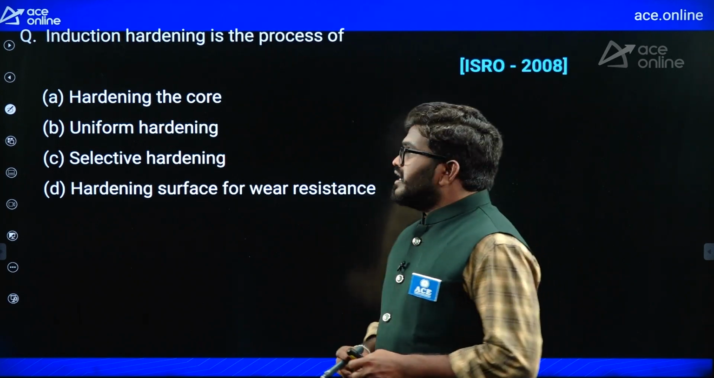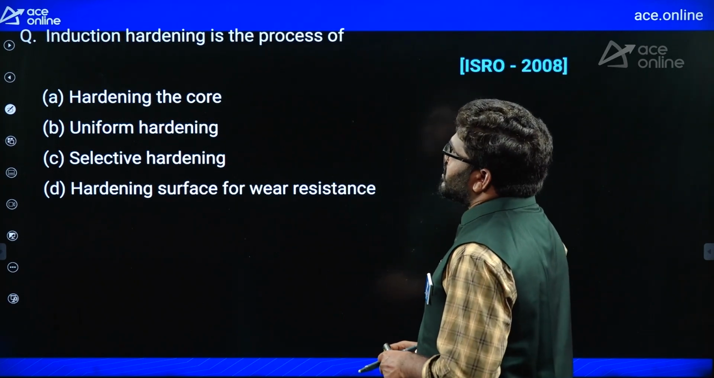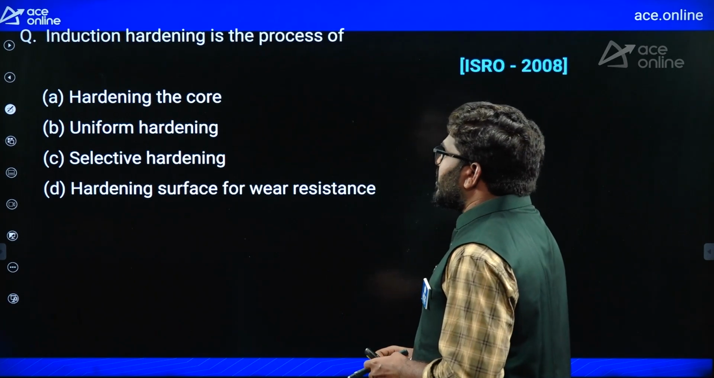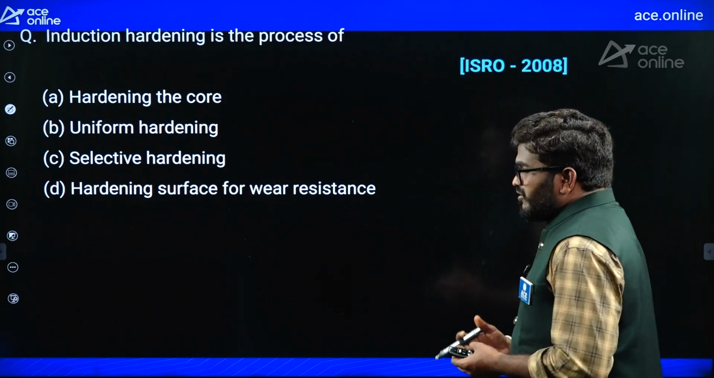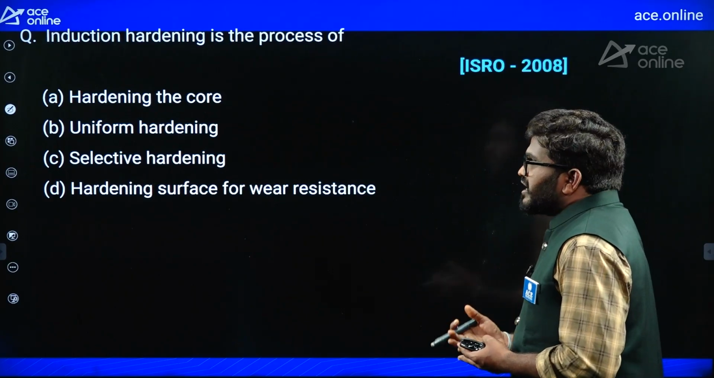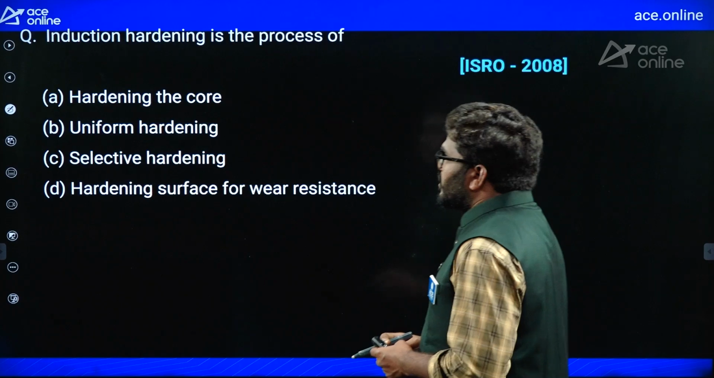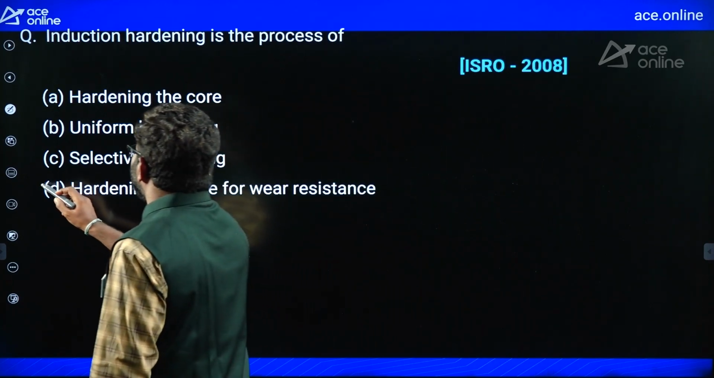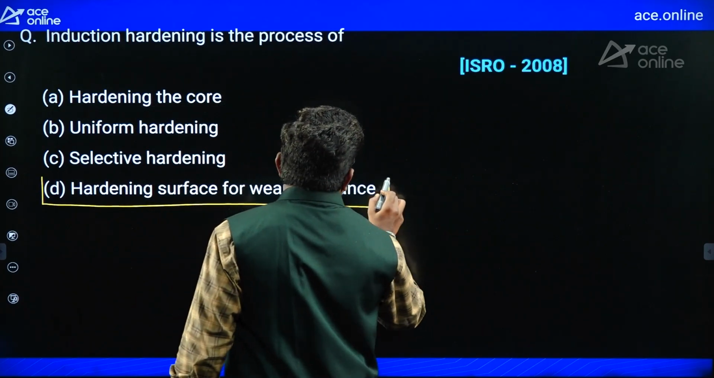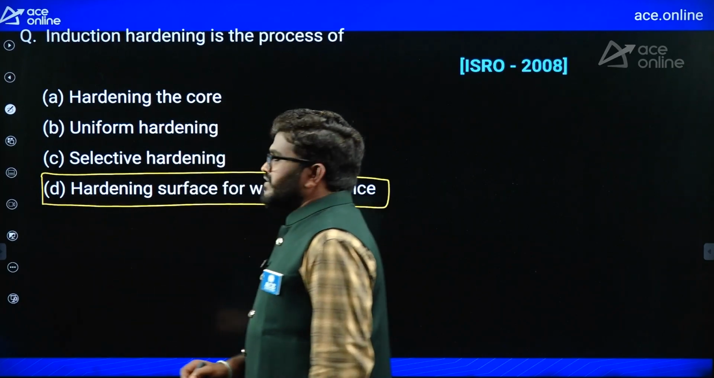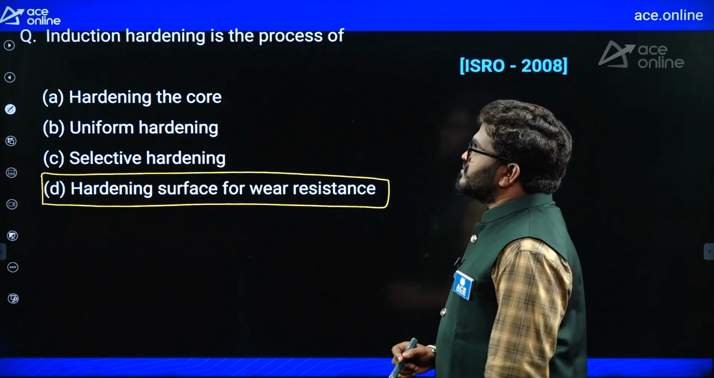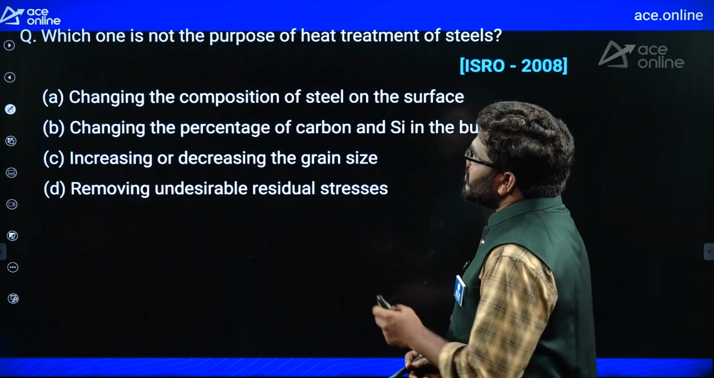Induction hardening is a process of what? Induction hardening is like flame hardening, but we are using an induction coil to increase the surface hardness. So, hardening of surface for wear resistance, that is induction hardening.